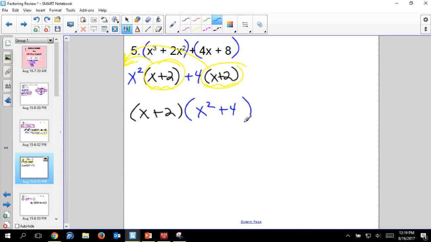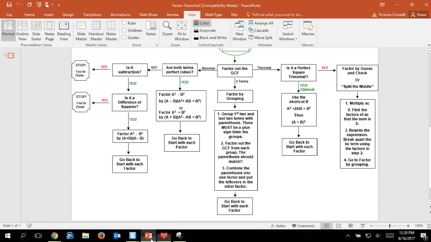Okay, remember doing factor by grouping in the past? Once we get to this step, we need to make sure that both parentheses are factored as far as they go. So x plus 2, since x is to the first power, I know that one's done. X squared plus 4, I need to check. So we'll go through our factor flow chart. It is a binomial. Are both terms perfect cubes for x squared plus 4? No. Is it subtraction? No. So I'm done. That one's factored all the way.